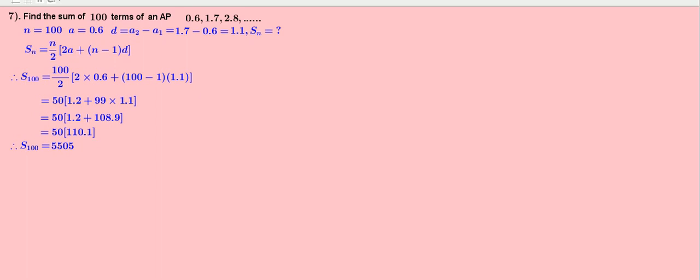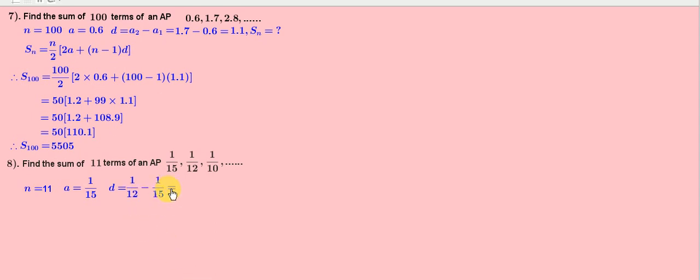Let us take problem number 8. Find the sum of 11 terms of an AP 1 by 15, 1 by 12, 1 by 10 and so on. Here number of terms n is equal to 11. First term a is equal to 1 by 15. Common difference d, that is second term minus first term, that means a2 minus a1. Here d is 1 by 12 minus 1 by 15.